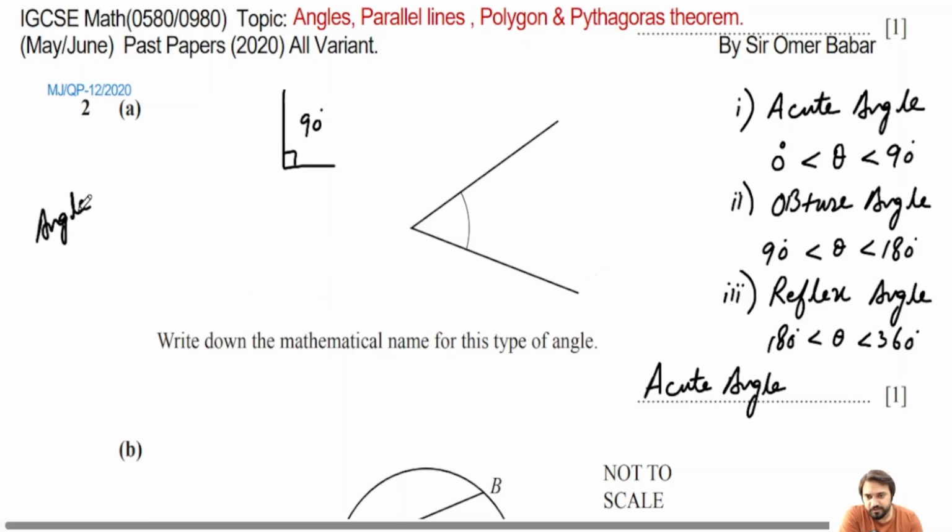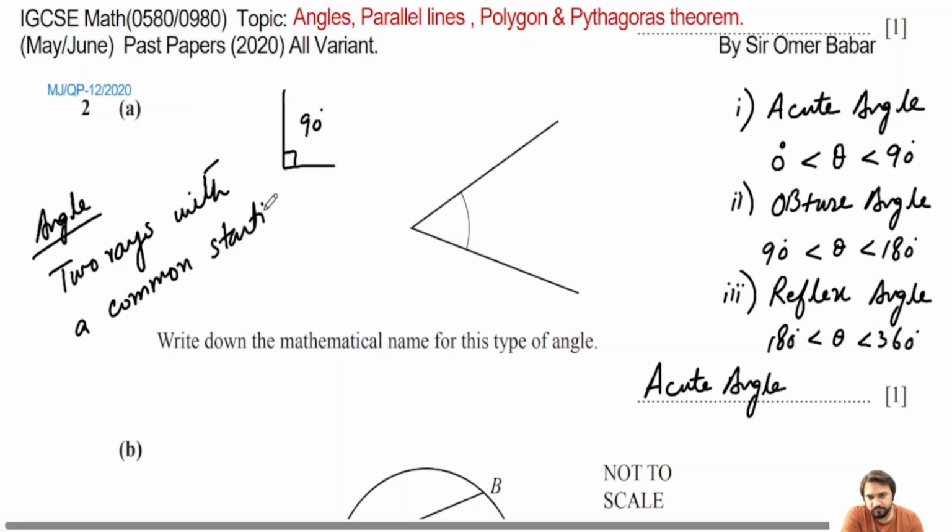And I'm going to tell the definition of an angle. An angle is basically two rays with a common starting point. Two rays with a common starting point form an angle. Here we can see that we have two rays, one of them is this and the other is this, and this is the vertex, the common starting point. We usually calculate the angle in the anti-clockwise direction, from this ray to the other ray.